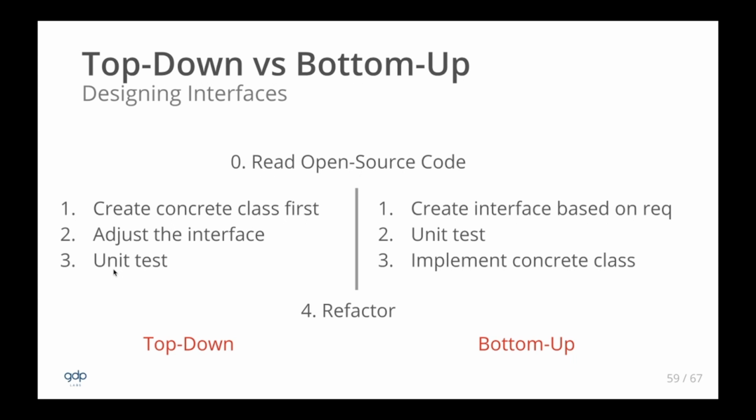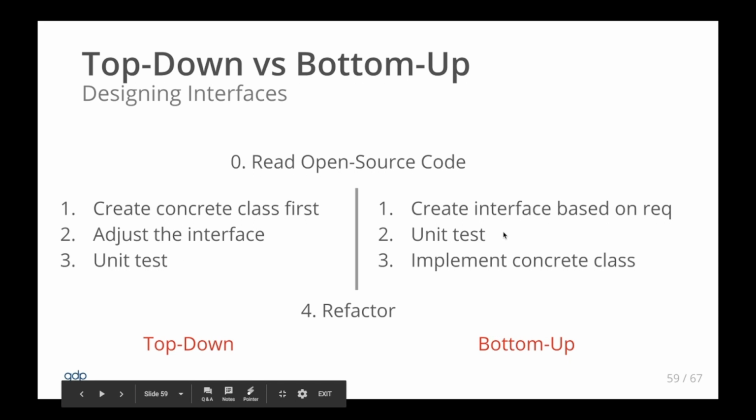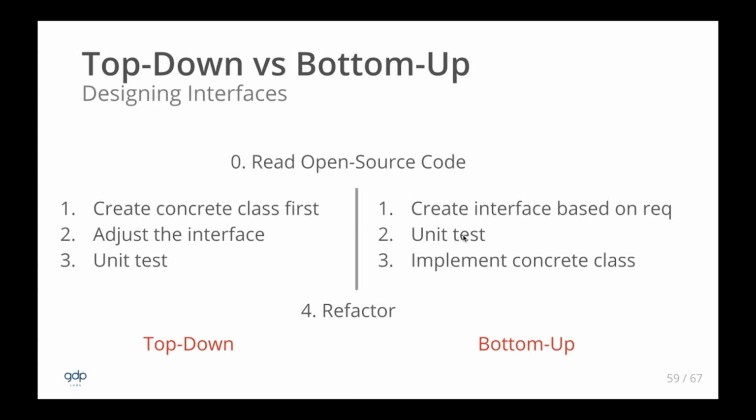For the top-down approach, the first step is you create the concrete class first, and then you create and adjust the interface, and then you make the unit test. For the bottom-up approach, you create the interface first based on your requirement, then you make the unit test, make it fail if it's necessary, and only then you implement the concrete class. And for both approaches, you obviously need to do refactoring when it's needed.